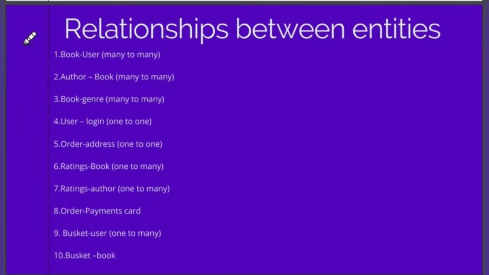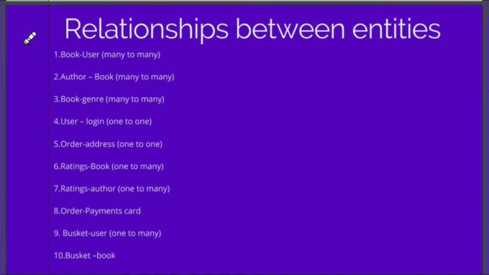Ratings and books, one to many. One book may have one rating value, one rating may have several books. Rating and author. One author may have one rating value, one rating may have many authors. Order and payment card. A payment card can pay for several orders and one order can be paid with one card.